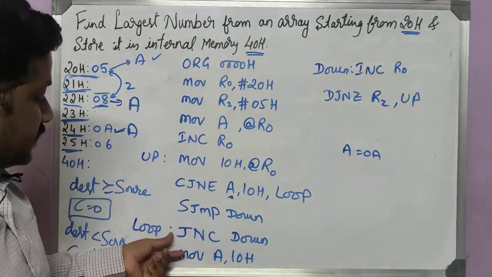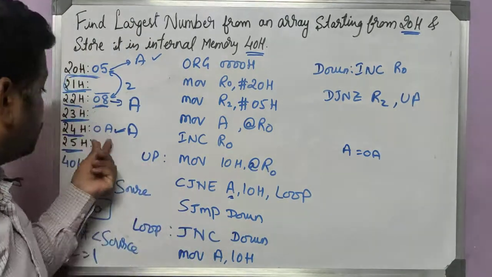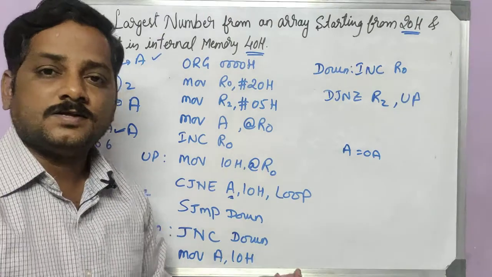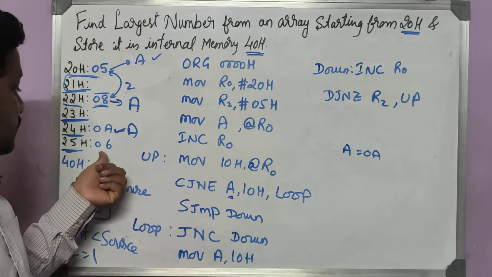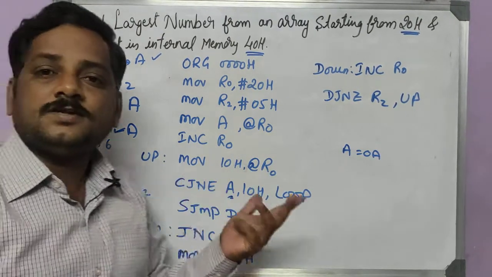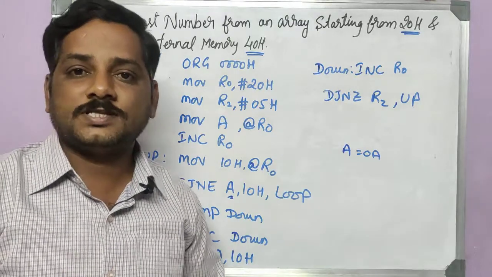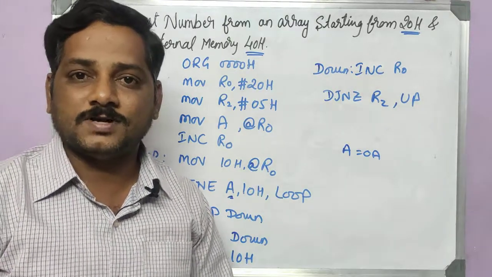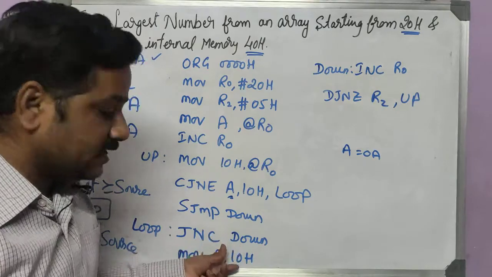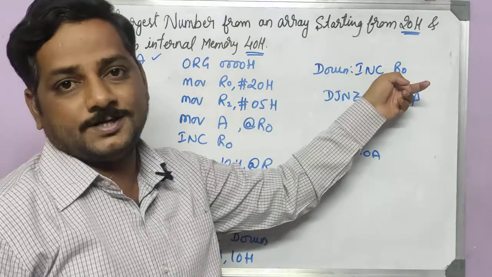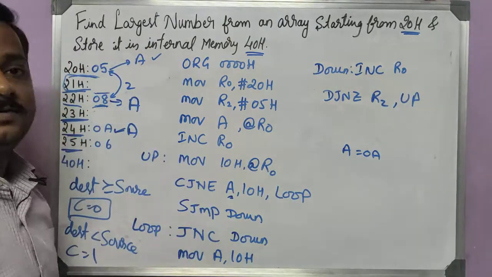Because I don't want to execute this. I don't want to check for carry. If both are equal, no need of changing. If the accumulator has A, and 10H also has A, there is no need of changing it. Both are the same, so both will be the larger number. So any one has to be written. So these two lines have to be skipped and we directly come to this line. That is how we need to write programs.